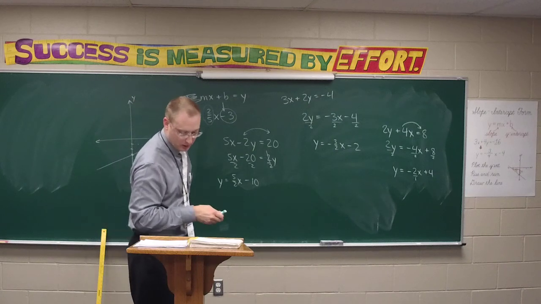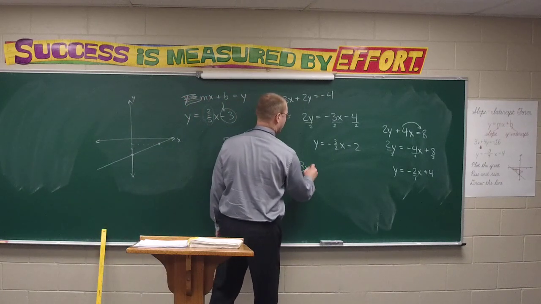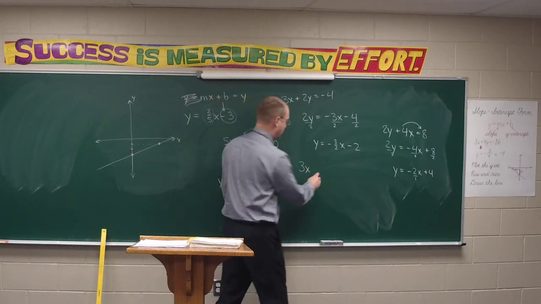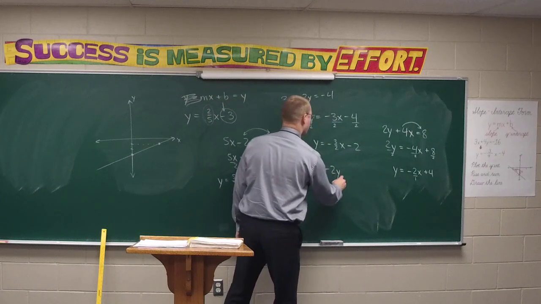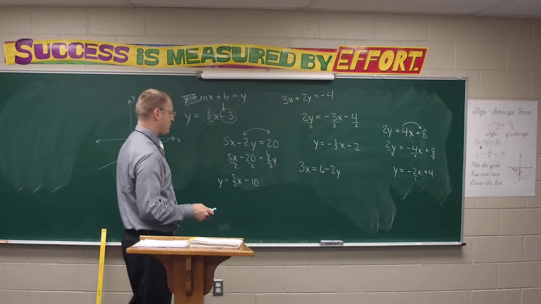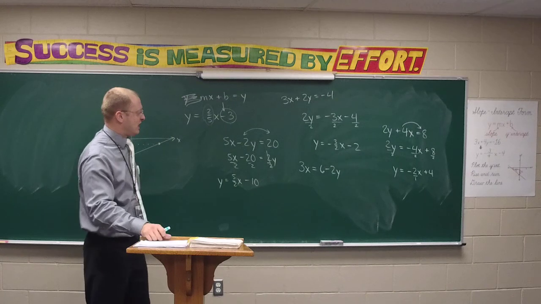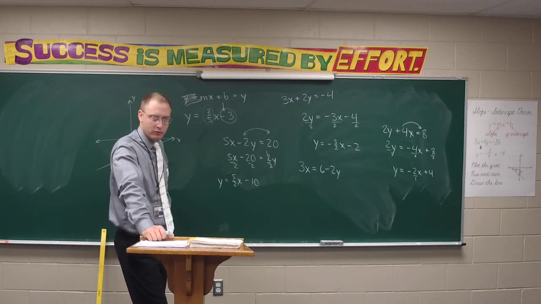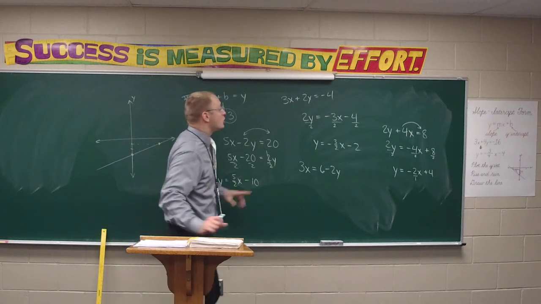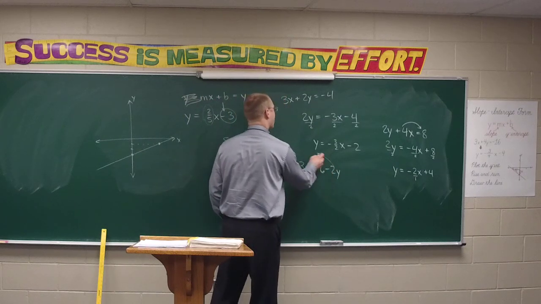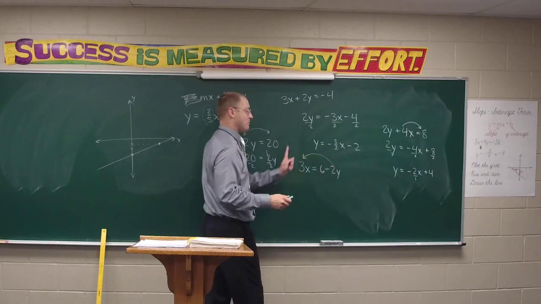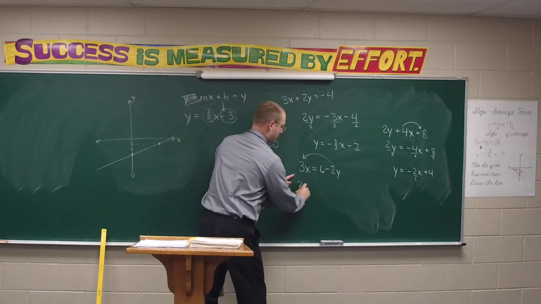All right, and then number 11, this one's kind of a weird layout. We got 3x equals 6 minus 2y. Audrey, what do you suppose we should do here to try to get the y by itself? You add it to the other side. Good, since it's negative, move it. I don't like negative y, so if we move it over, it becomes positive 2y.